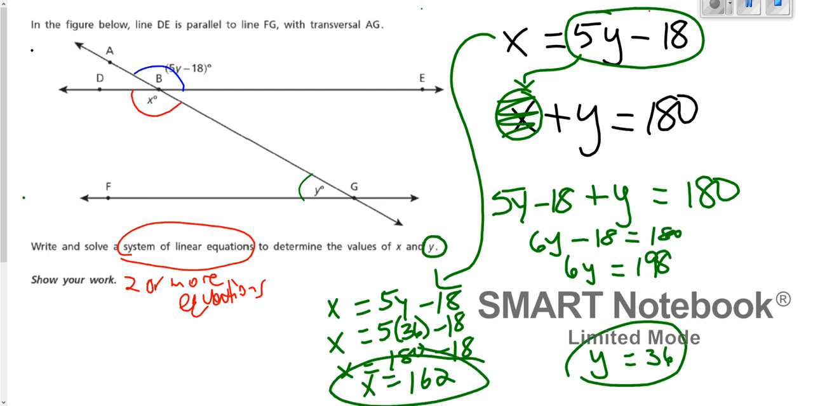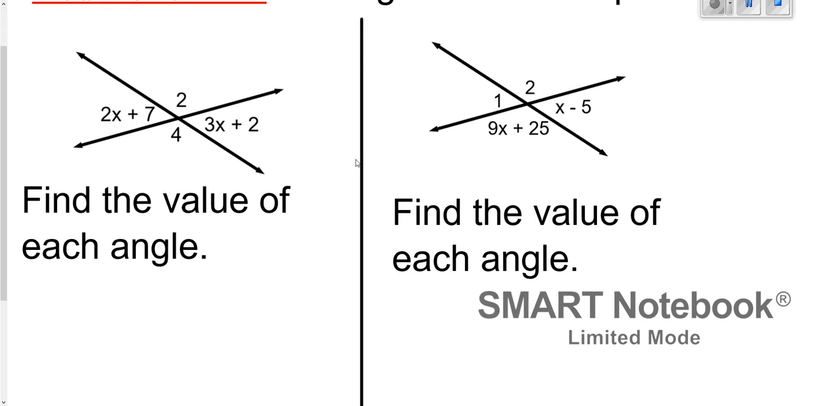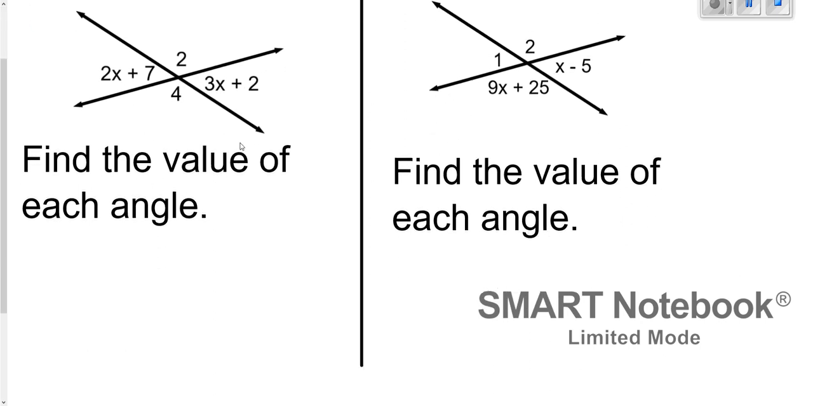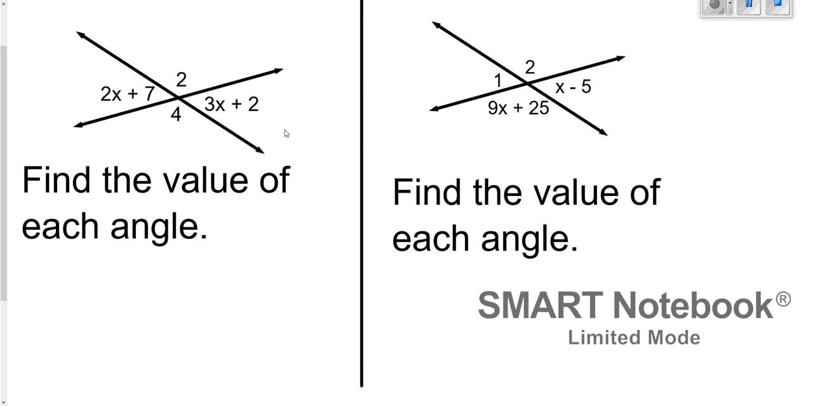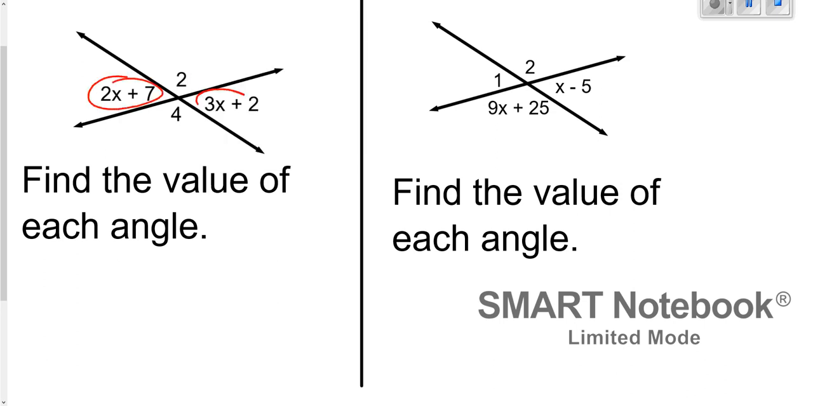Okay, so here's that more simplified situation we talked about earlier. So you need to find the value of each angle, so all four angles. But first you have to start by looking at the two angles that they give you information about. So what's the relationship between these two angles? Well, I notice that they are across from each other.